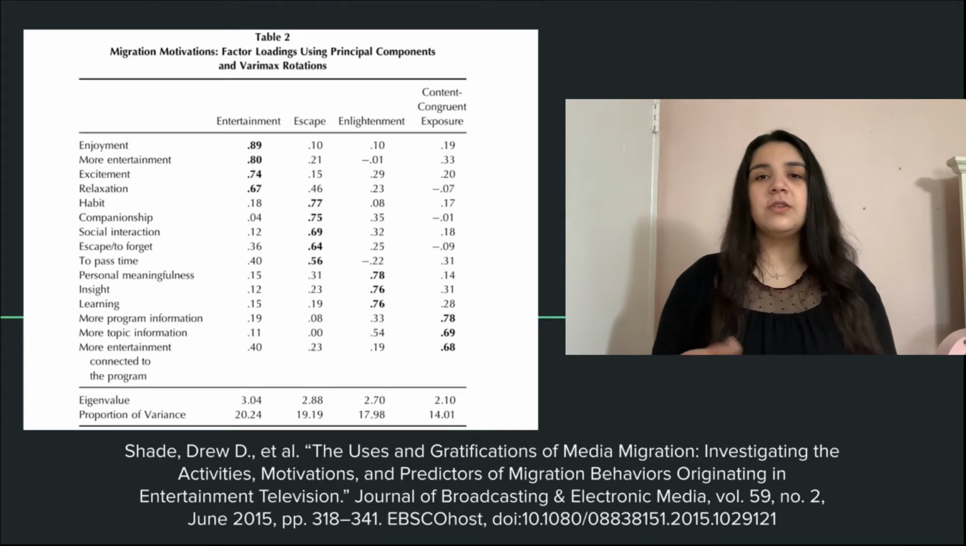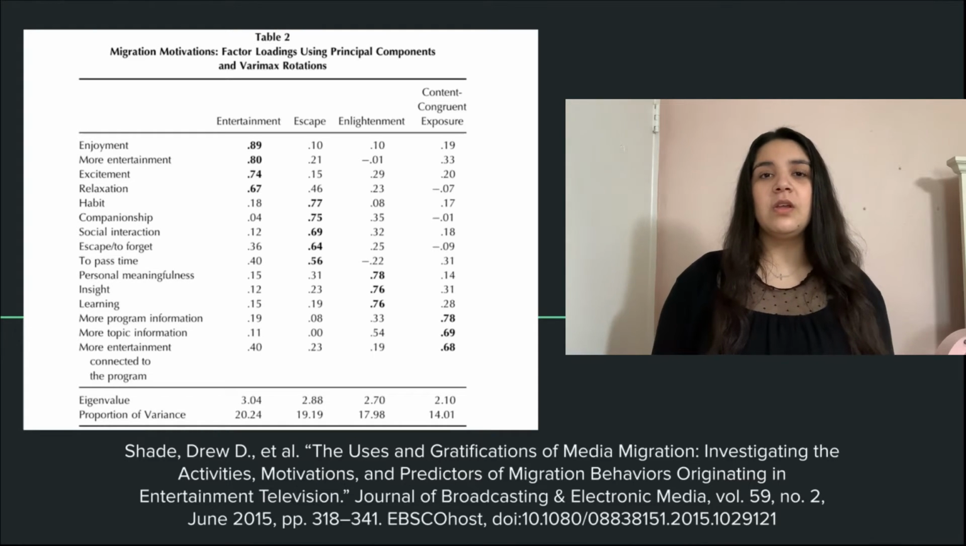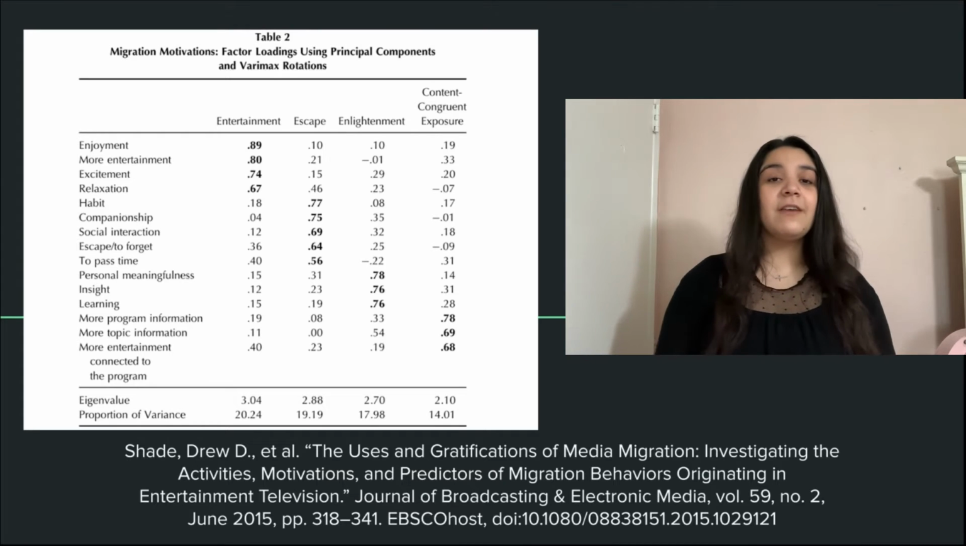And just as you go down the list, there's many reasons as to why one chooses television and the different types of satisfaction they fulfill when watching television.